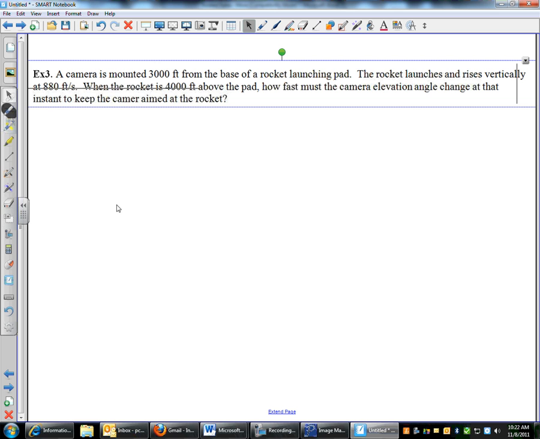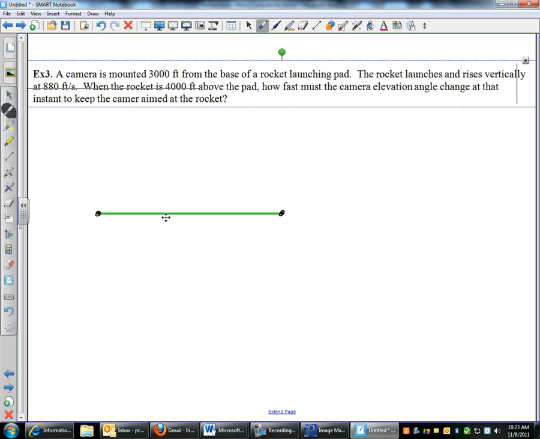All right. EX3. Let's see if we can draw this. A camera is mounted 3,000 feet from the base of a rocket launch pad. So we will have a ground. We have a rocket launching on one end. So we'll say the rocket's taken off here, and the camera is right here. And the camera is 3,000 feet away.